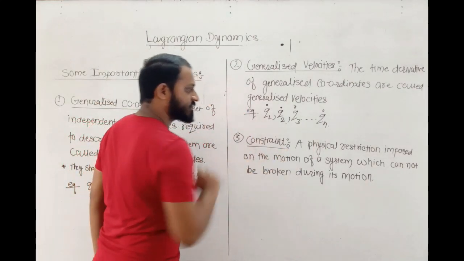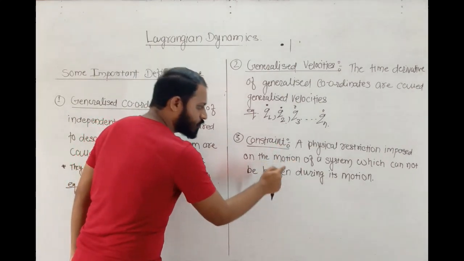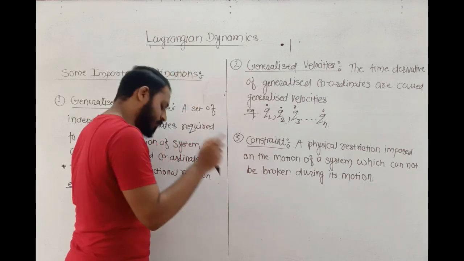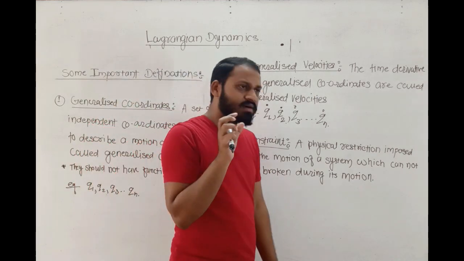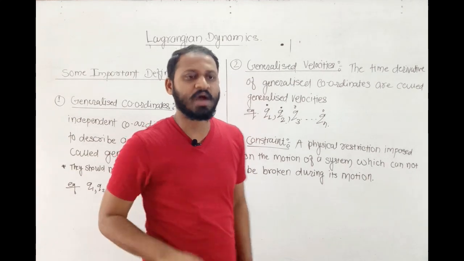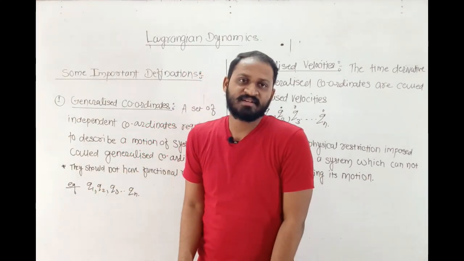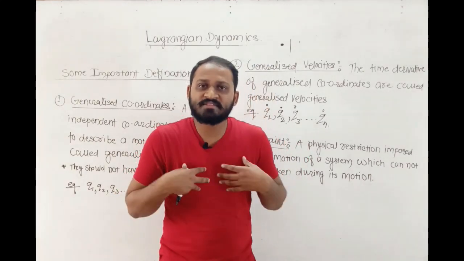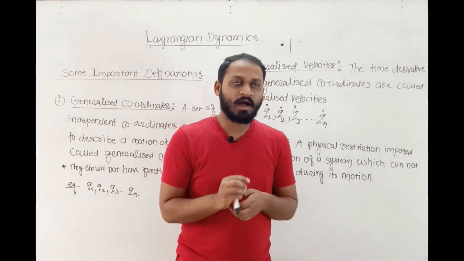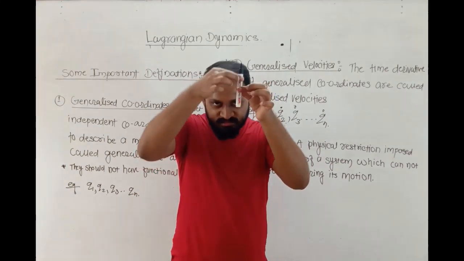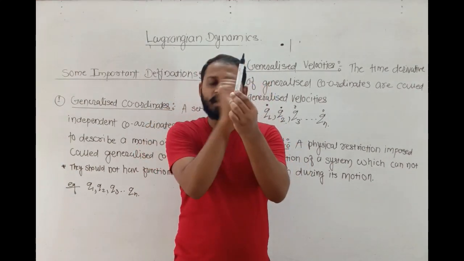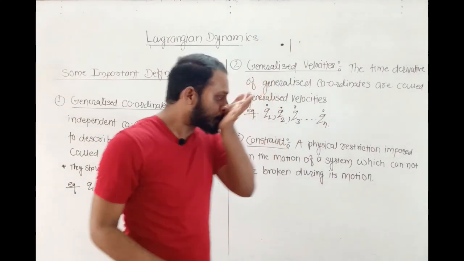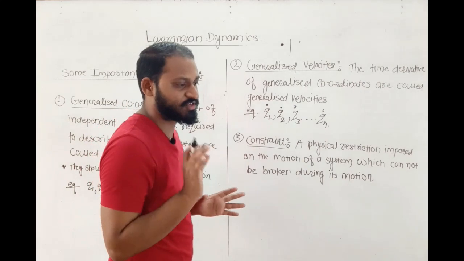A physical restriction imposed on the motion of a system which cannot be broken during its motion. Now see, constraint means restriction. Now I am restricted in one room. Until the video is complete I will remain restricted here. This is my constraint. A fan rotating around this axis, that is the constraint. Constraint means what? Restriction.